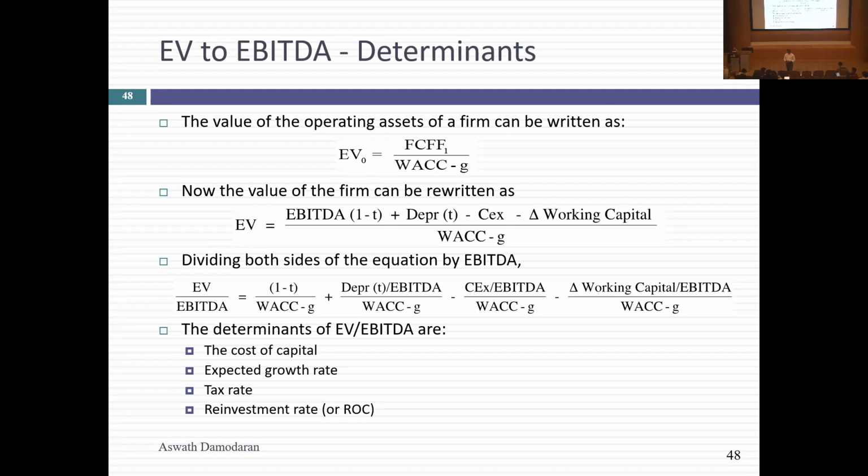So help me out here. Give me a cheap company on an EV to EBITDA basis. I want a low EV to EBITDA. Tax rate, do I want a low tax rate or a high tax rate? I want a low tax rate because a high tax rate would explain away the low multiple. Do I want a low cost of capital or a high cost of capital? I want a low cost of capital: low EV to EBITDA, low tax rate, low cost of capital. Low growth or high growth? I want high growth. And finally, when you look at reinvestment, for a given growth rate, I want as low a reinvestment as I can find.